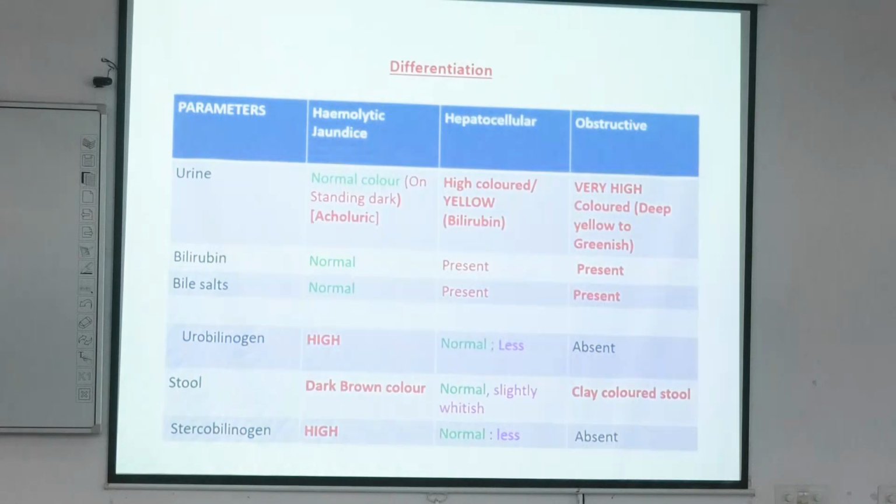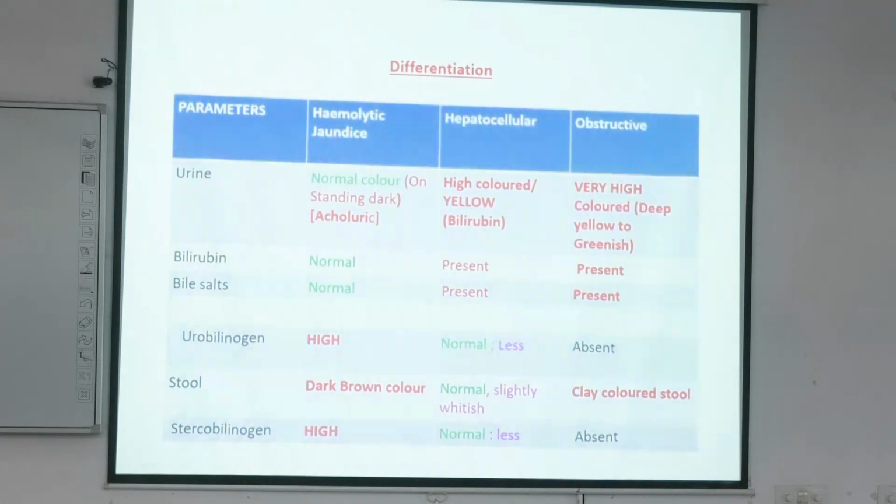In obstructive jaundice, the bilirubin will be very high, even at times slightly greenish, because some part will be converted into biliverdin also. Because of the obstruction, the normal color of the stool will not be there. The stool will be somewhat clay colored or whitish in appearance. It will not be that yellowish.